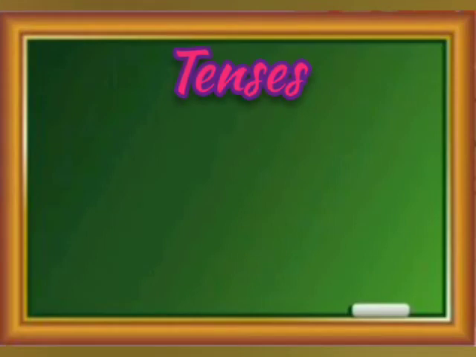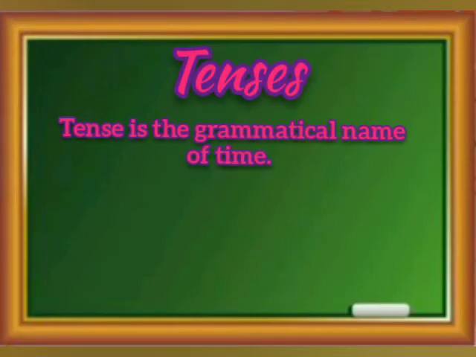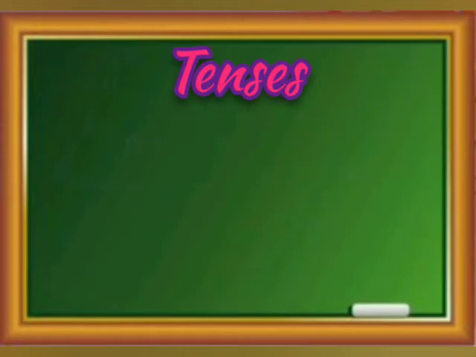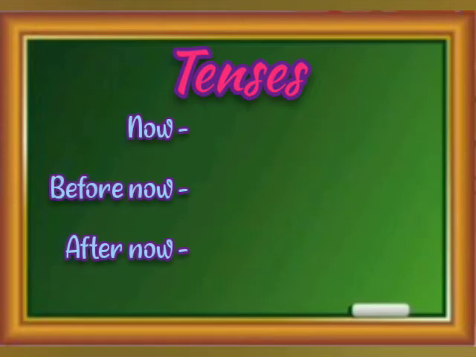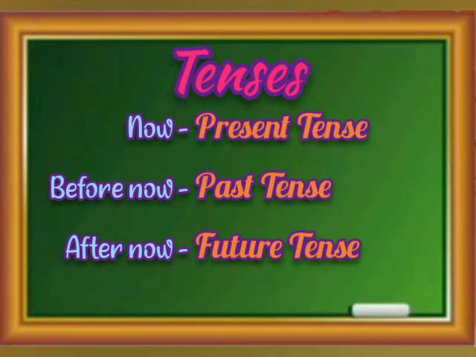The tense. Tense is the grammatical name of time. Now, before now, after now are the three phases of time. Accordingly, there are three tenses: present tense, past tense, and future tense. Study the following examples.